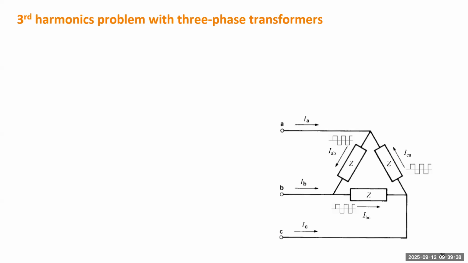Okay. Let's quickly talk about this third-order harmonic problem with three-phase transformers. So assume we have delta-connected balanced loads, which means the three load impedances are exactly the same. And now we assume that when we power the load, the current will be distorted somehow into a rectangular wave or maybe a square wave. A square wave means it will not be perfectly sinusoidal. The current is not a perfectly sinusoidal waveform.